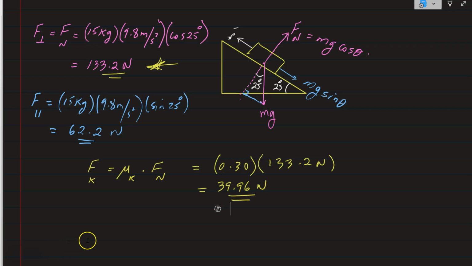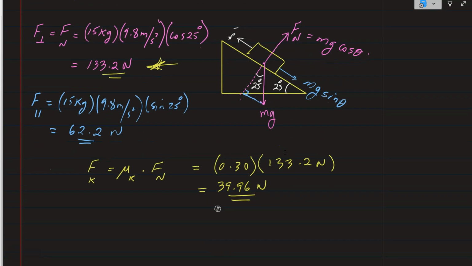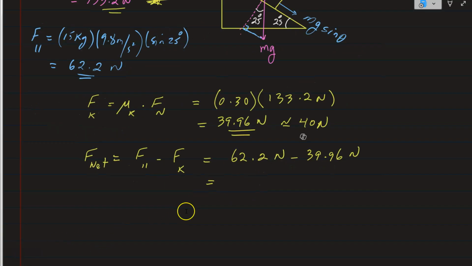Now, because this force of kinetic friction is opposing mg sine theta, that's the parallel force on an inclined plane, we need to find the net force. So let's go ahead and do that. I just rounded 39.96 up to 40 Newton. So this would be approximately 22.2 Newton. Okay, so this is your net force.